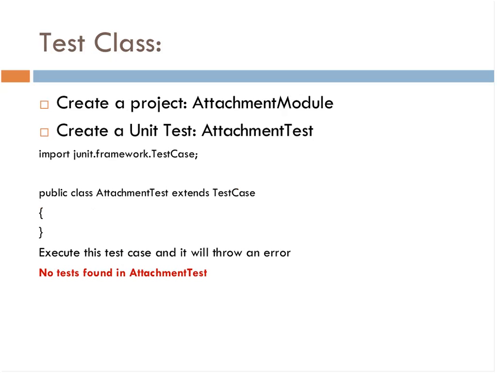So I create a project in my IDE, let's say Eclipse, called attachment module. As I said, you write the test first. I've not even written the class which will do the actual copying of files. I'll write the test case first, using JUnit. I write a simple class called attachment test, which extends test case, and I'll execute this class because it's a test case.